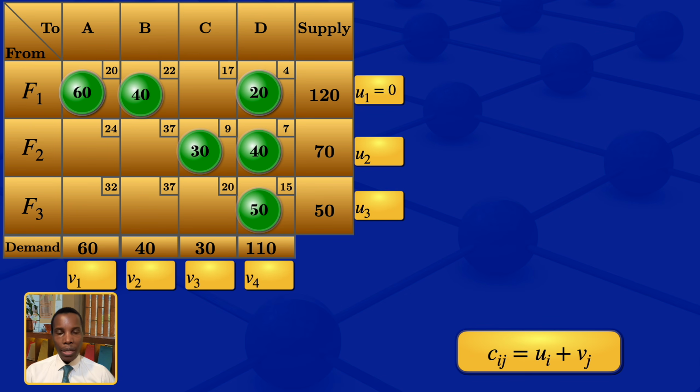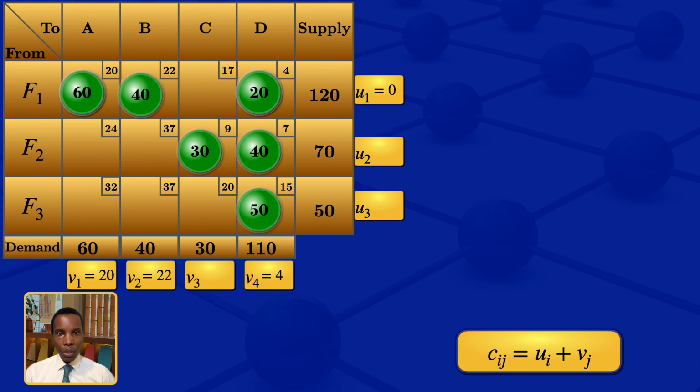So using that U1, we can now find the V's. So what we'll be saying, if we look at this 20 here, we'll be saying 20 is equals to 0 plus V1. So whatever V1 is equals to 20 minus 0, which gives us a 20. And then we go on to this one here, 22. We are saying 22 is equals to 0 plus V2. So V2 is equals to 22 minus 0, which gives us a 22. Then we go on and look at this 4 here. We are saying 4 is equals to 0 plus V4. So V4 is equals to 4 minus 0, which gives us a 4.